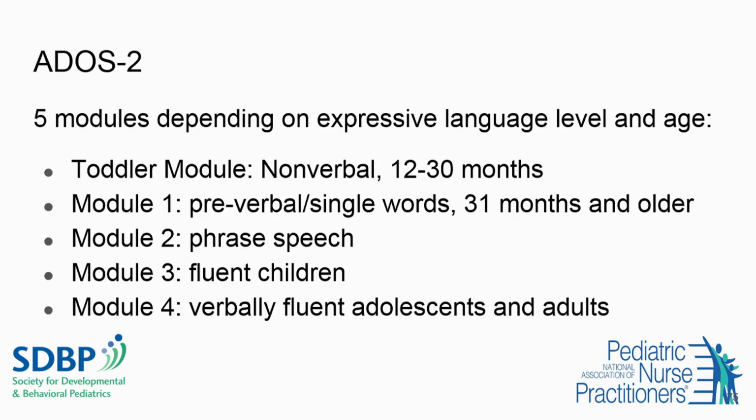So the ADOS 2, when it was revised, it now has 5 modules, and the module that you choose depends on expressive language level and age. It added the toddler module, which is for nonverbal kids or single words ages 12 to 30 months. Module 1 is for 31 months and older. Module 2 is for children that consistently use phrase speech. That's consistently, not just one phrase. Module 3 is for fluent children. Module 4 is for verbally fluent adolescents and adults.